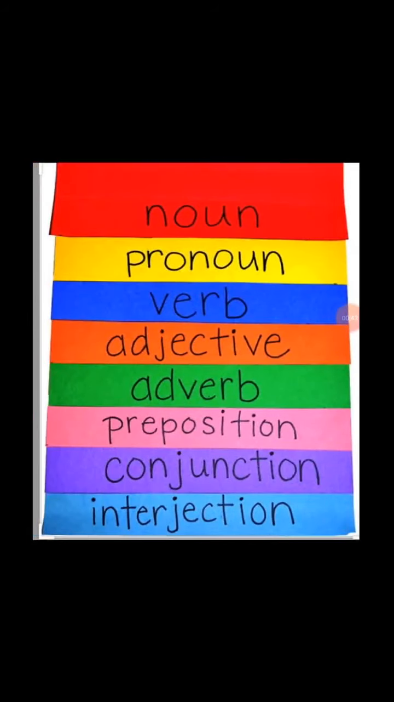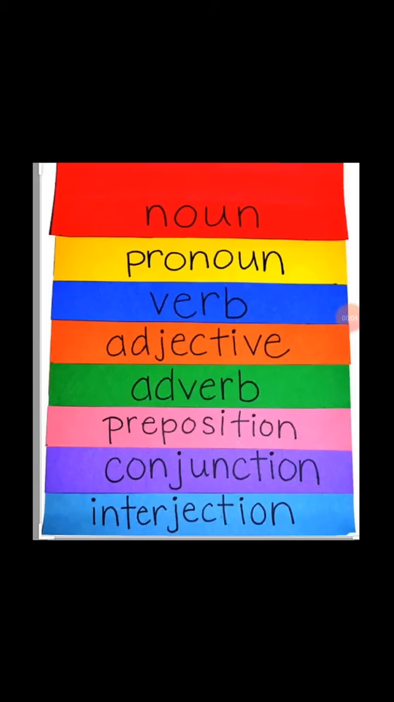Now we'll see what the types of parts of speech are, right? So the parts of speech are 8 in number and they are noun, pronoun, verb, adjective, adverb, preposition, conjunction, interjection, right? Now let us try to understand what they do and how we can use them, right? So the first one is noun.